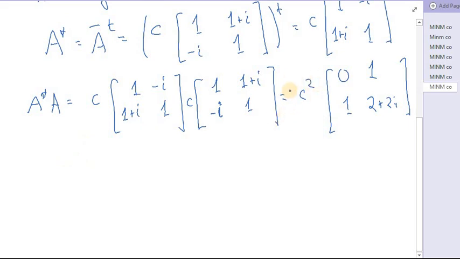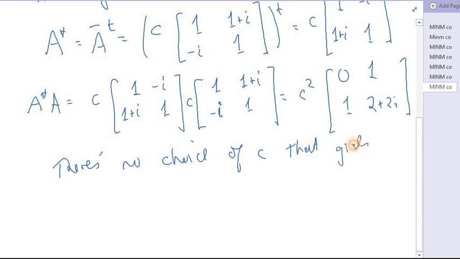Now, there's no way to choose C to make this the identity, because whatever C is, this value is going to be 0. And if C is non-zero, then these off-diagonal elements are going to be non-zero. So there's no way, no choice of C that gives A star A is equal to the identity. So there's no solution. So no solution for C.